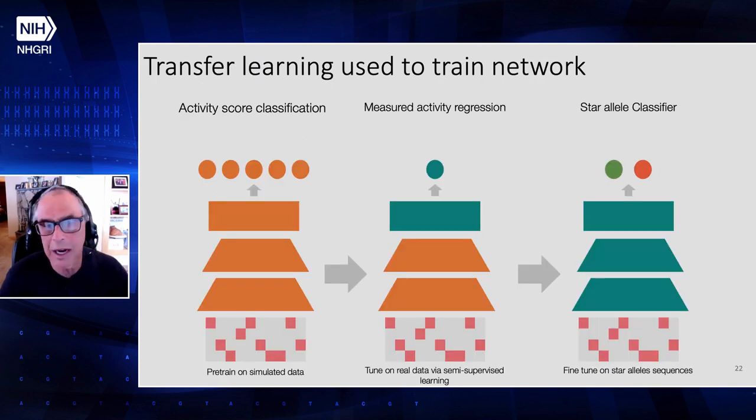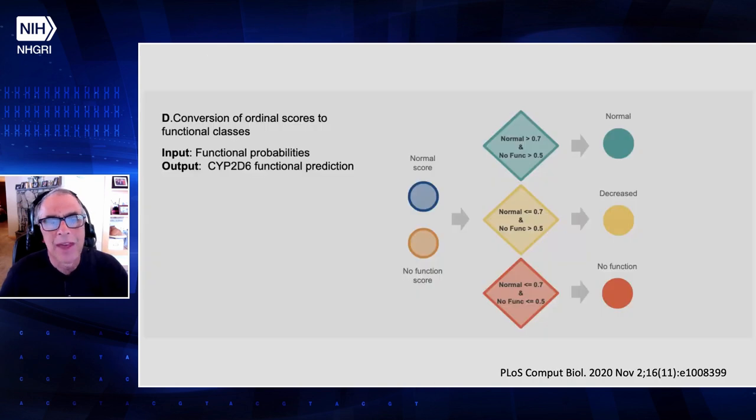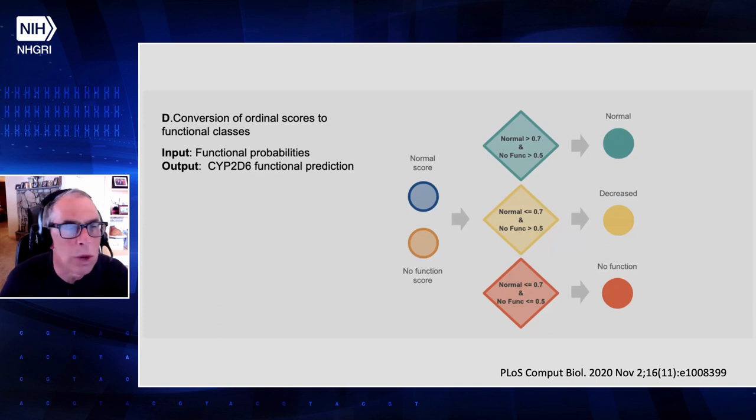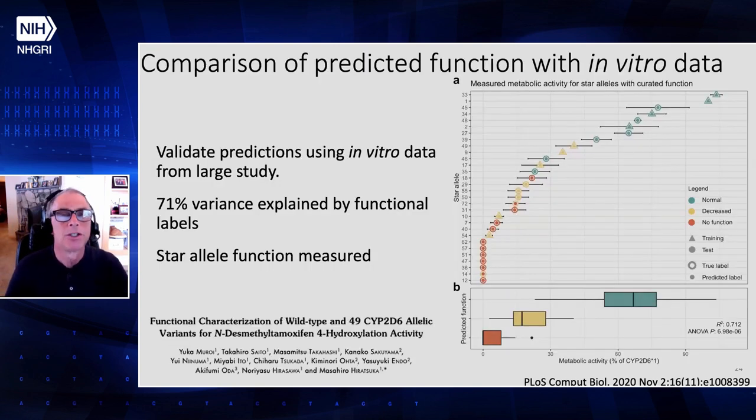We do our little trick that I've already described. Then we take our normal score and our no function score, and we make a little decision tree that tells us for each haplotype whether we're predicting that it's normal in green, decreased in yellow, or no function in red. That's how we use the output of the neural network. We take that blue and orange output, we put it through this decision tree in order to make a haplotype prediction. So here's the results.